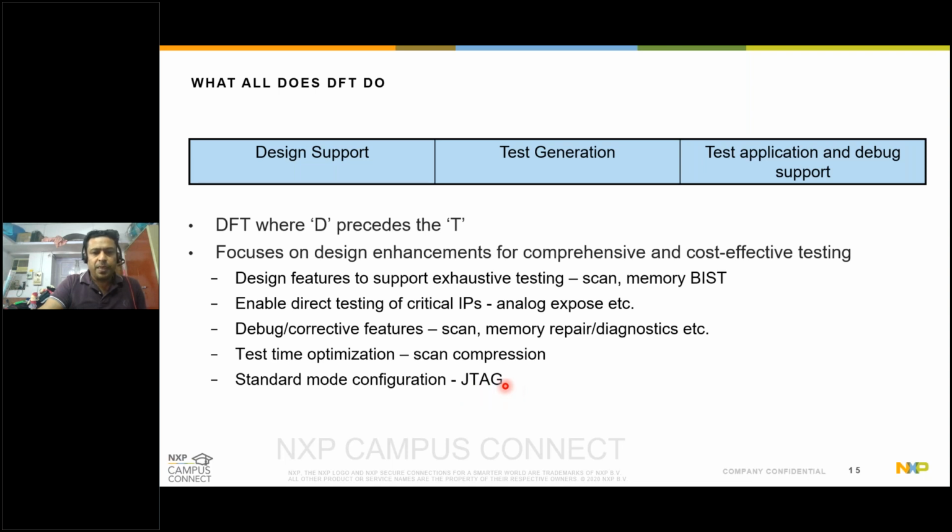So apart from the design support, DFT also deals with test generation. Once you have specific design blocks that support testing, you need to do the pattern generation on that design so that you can finally test your chip in the field. After test generation, you apply those test vectors to your chip in order to do the testing. And then there is associated debug support also available.